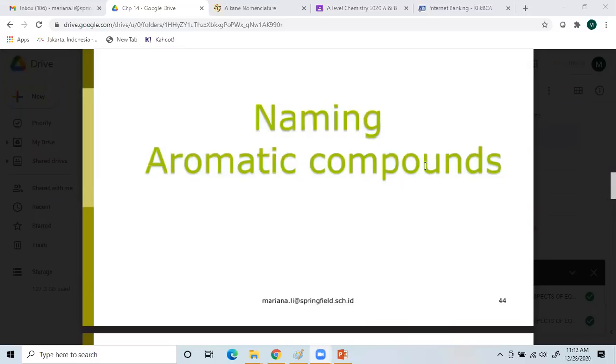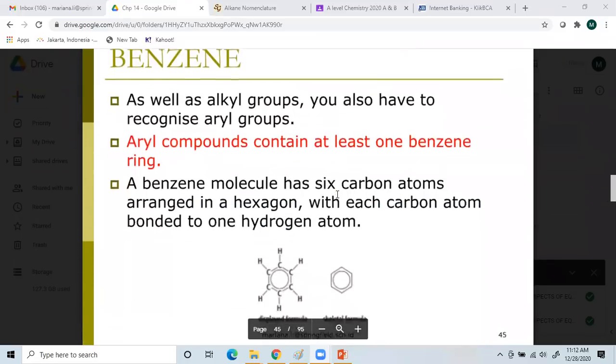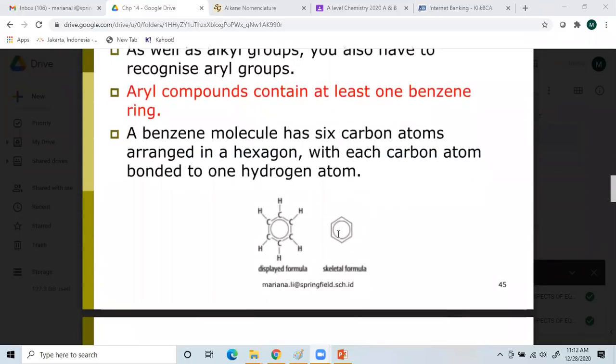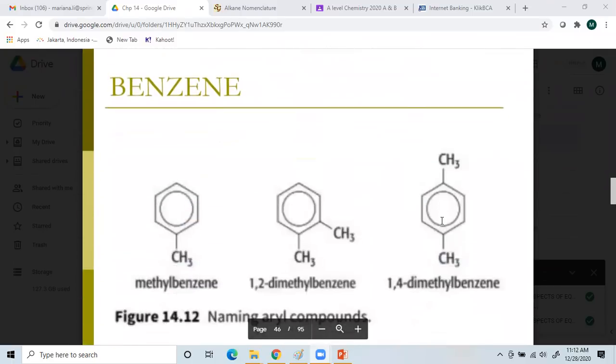We have learned about alkenes. Now we will learn about naming aromatic compounds. Aromatic compounds consist of benzene. You know that benzene has a Kekulé formula like this, 6 carbons in a hexagon, and inside it there will be a circle. This we call the benzene ring.